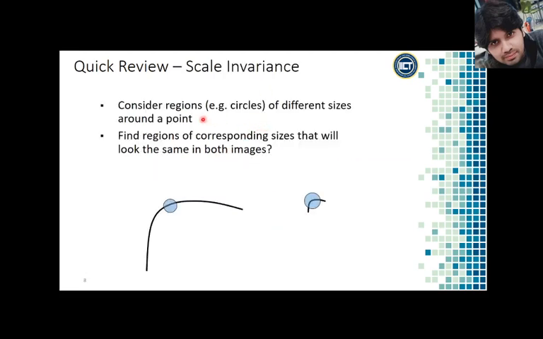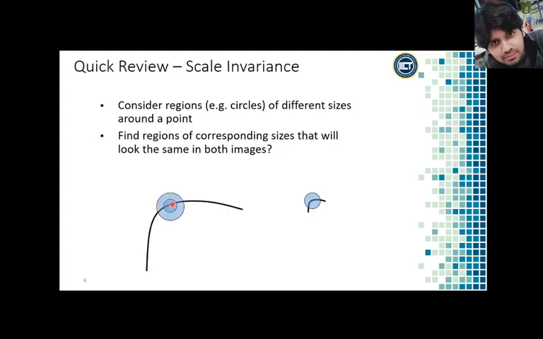So what we do is we consider regions rather than just a point. We consider, for instance, circles of different sizes, and we find regions of corresponding sizes that will look the same in both images. So even if you scale it, if we can detect the same region, or the same shape of circle with a certain descriptor which is already defined, we can compute that descriptor from that region, and then we can match them accordingly.